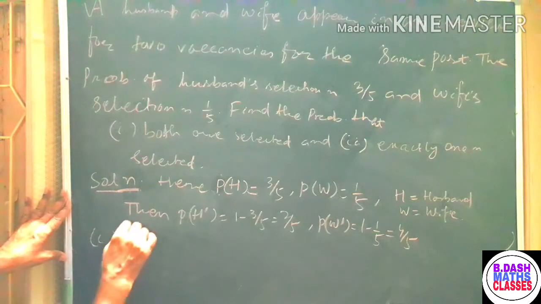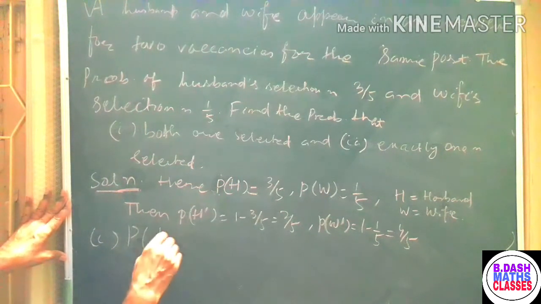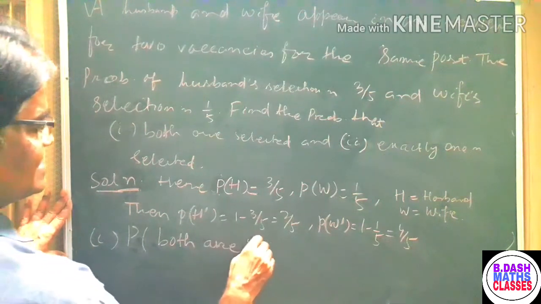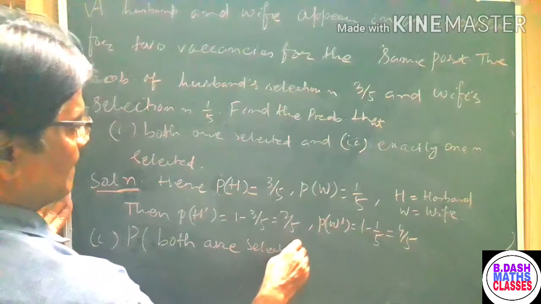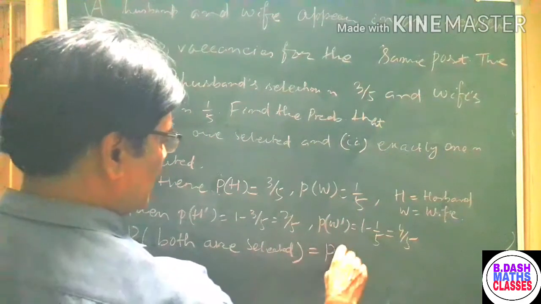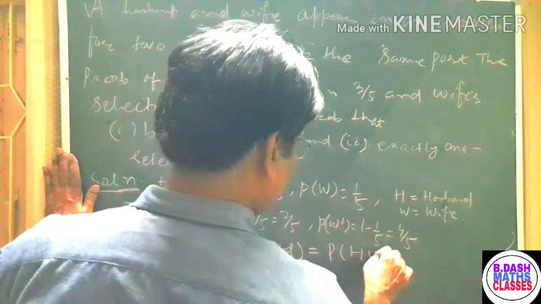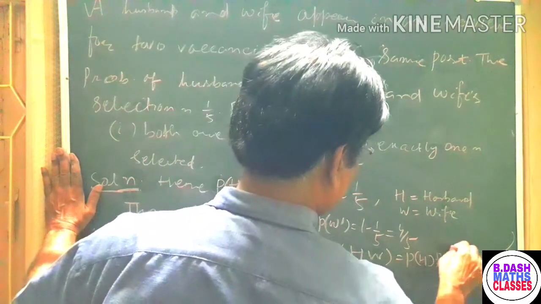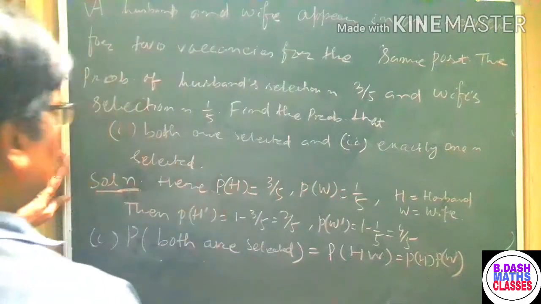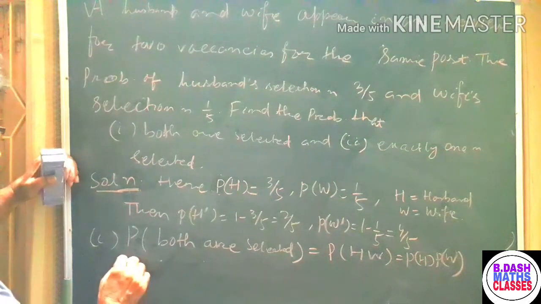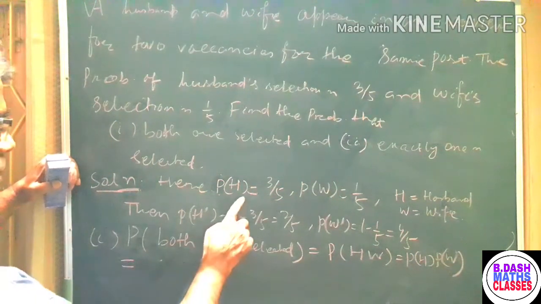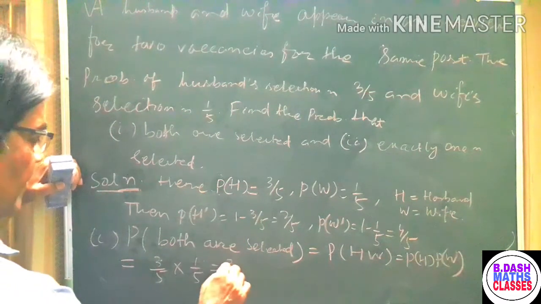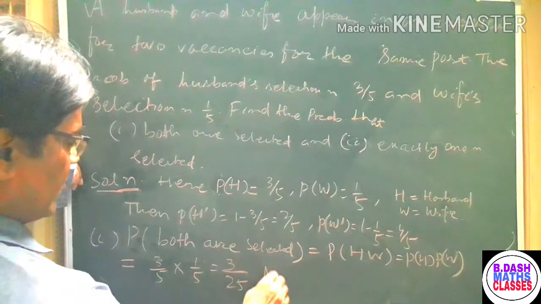Then the first bit, the probability both are selected is equal to the probability of HW, which is equal to P of H into P of W, which is equal to 3 by 5 into 1 by 5, which is equal to 3 by 25. Answer.